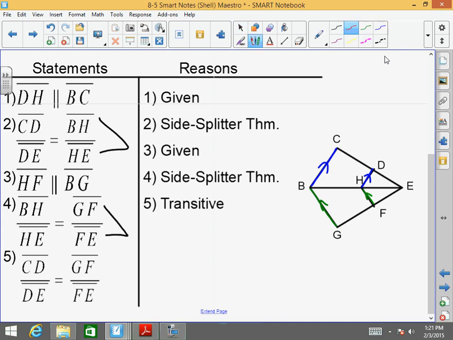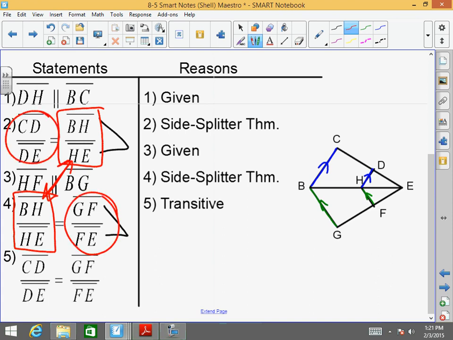So here I had CD to DE is proportional to BH to HE. But then in my fourth step, I had GF to FE is also proportional to BH to HE. So since these two guys coincide, this guy can be proportional to that guy because of transitive property.